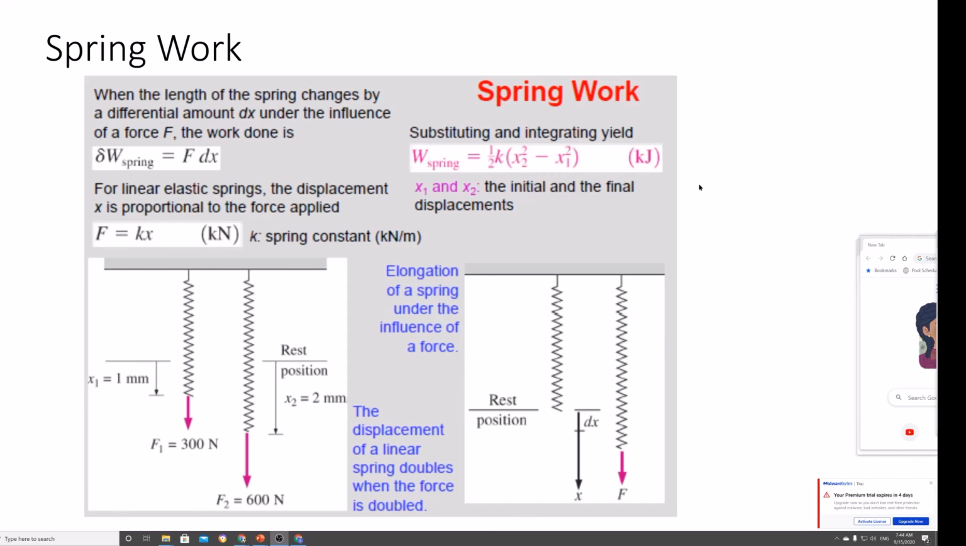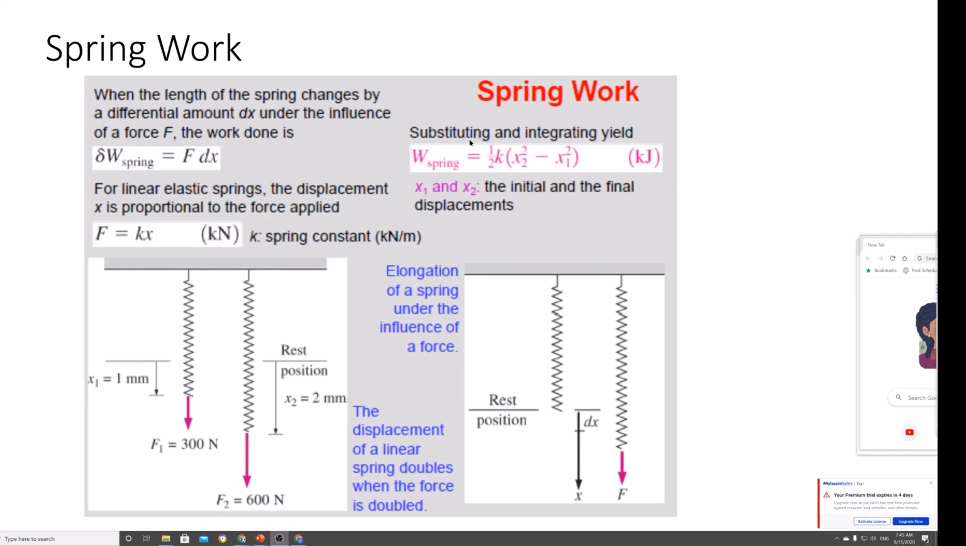If we perform the integration, let's say we do the integral from position 1 to position 2, which isn't shown here, for a linear spring, what we would find is that it comes out to be 1/2 k times x2 squared minus x1 squared. These are the initial and final displacements.